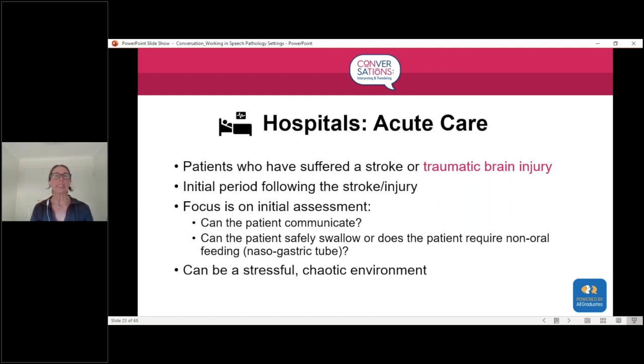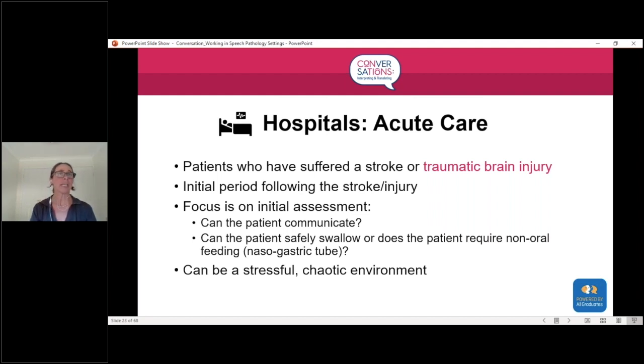So a speech pathologist in an acute care setting might be looking after patients who have suffered a stroke or a traumatic brain injury. Okay, so this would probably be within the first 24 to 48 hours or so, or even the first few days of someone suffering such an injury or such a stroke. And the speech pathologist's focus in this context is an initial assessment of this patient. The patient may be in and out of consciousness and very vulnerable, and so the speech pathologist would be seeking to establish: can the patient swallow safely? Are they going to choke on their own saliva? Do they need a nasogastric tube? Okay, that kind of basic care.